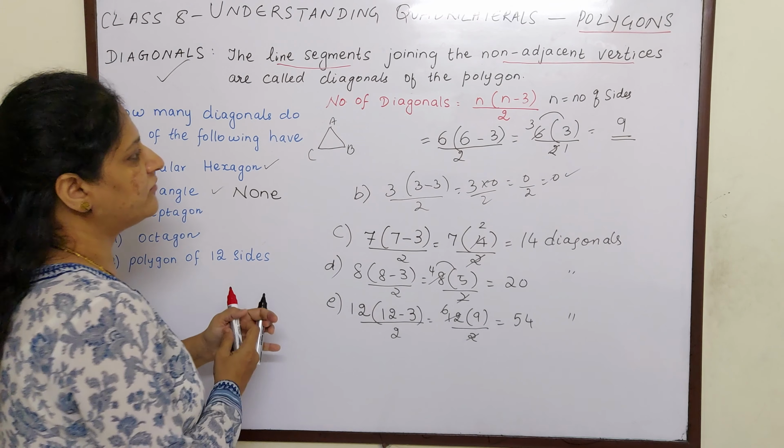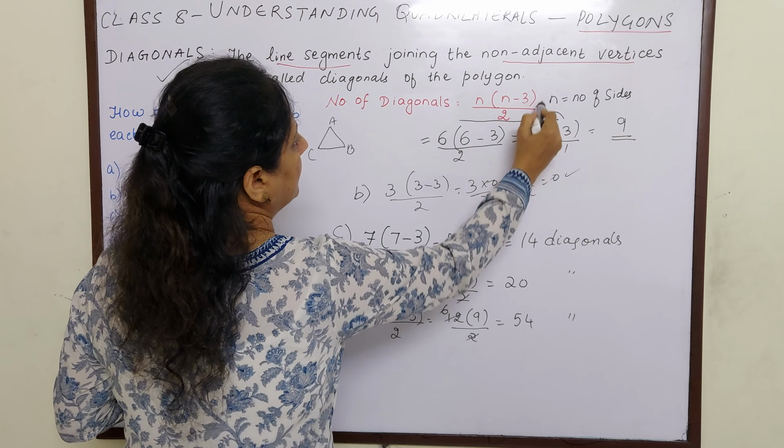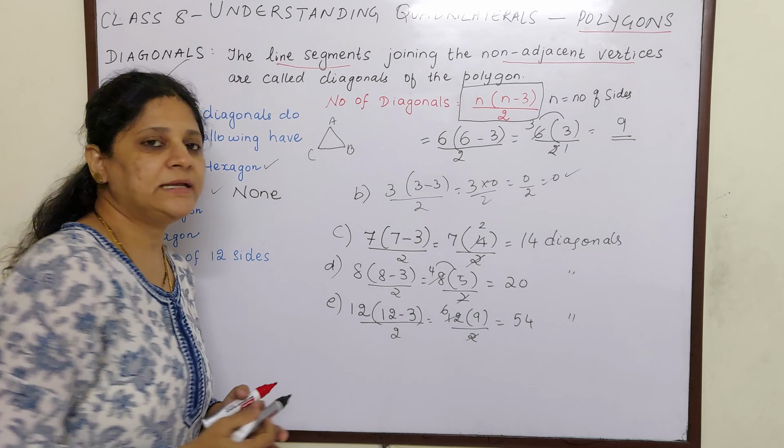And with the help of this formula, we can find the number of diagonals for any polygon.